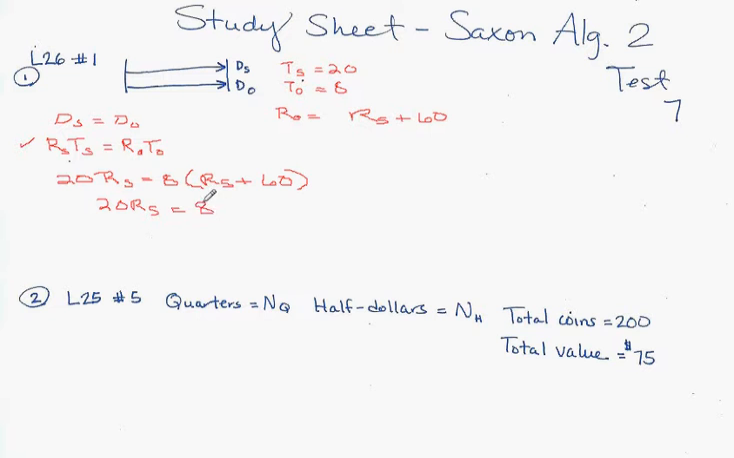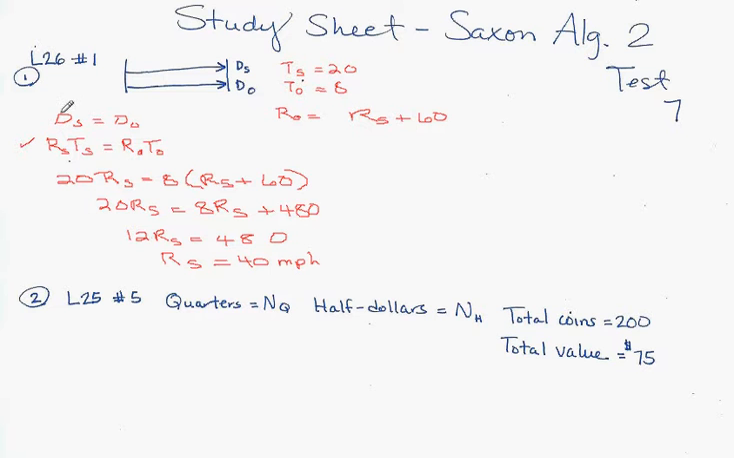Equals 8 rate of Silver Arrow plus 480. Subtract 8 from both sides, we have 12 R sub S equals 480. And we get the rate of the Silver Arrow is 40. And it's miles per hour, but that's not what they're asking. They're asking for the distance.